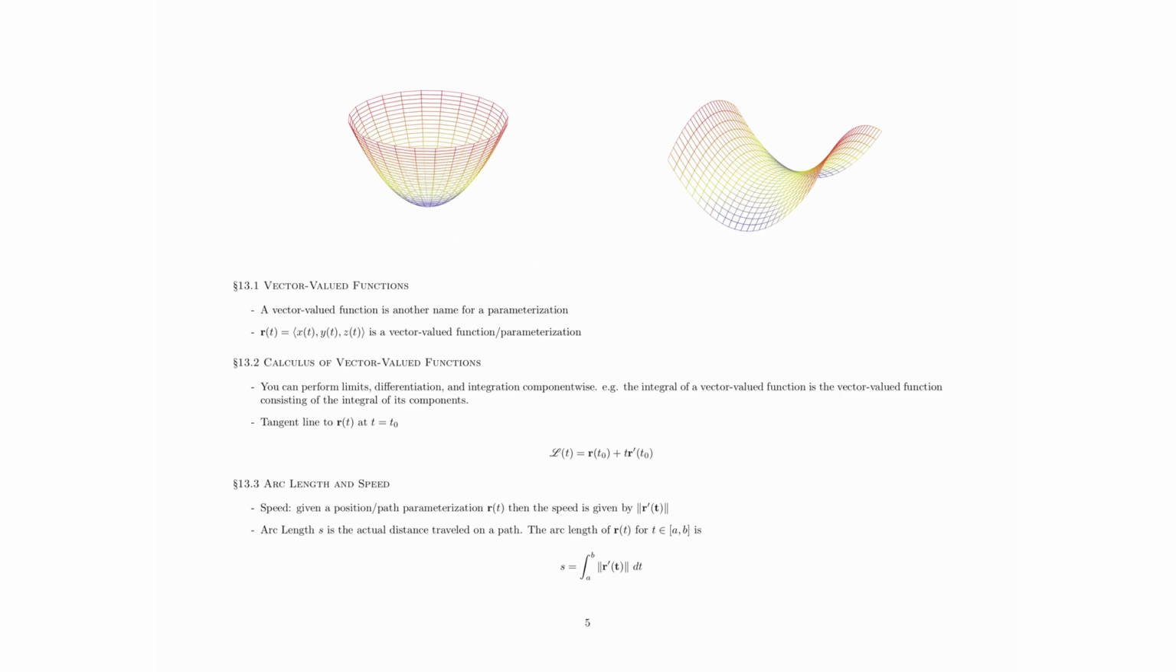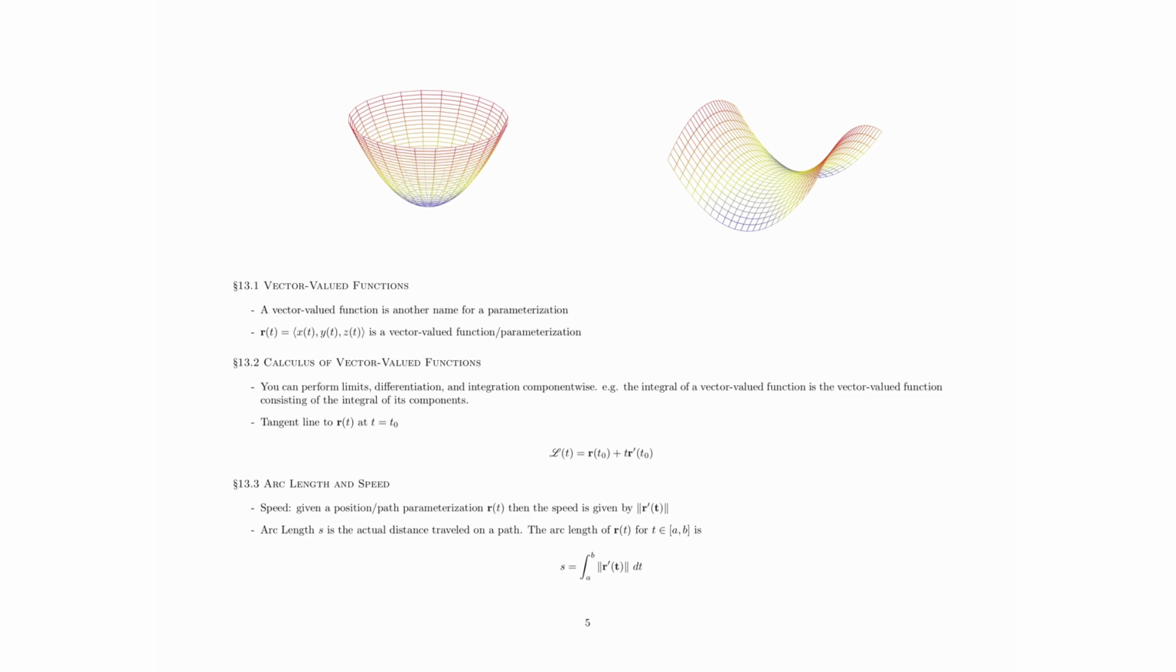Moving on to chapter 13, section 13.1, we had vector valued functions, which was just a way to talk about parameterizations. That's really all a vector valued function is in this class. It is a function that takes as an input a scalar, and then the function spits out a vector. Okay. In this section, we practice some basic parameterizations.